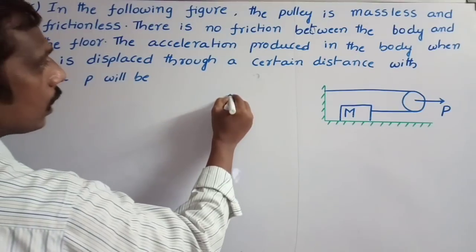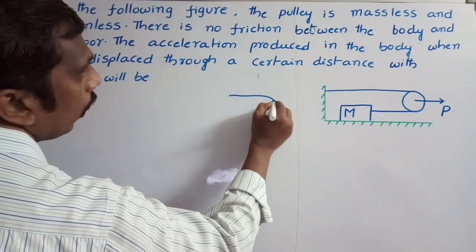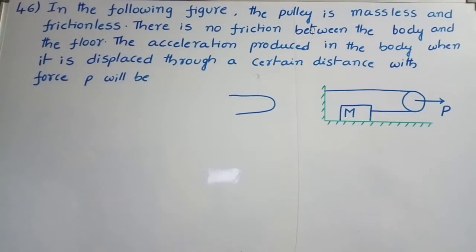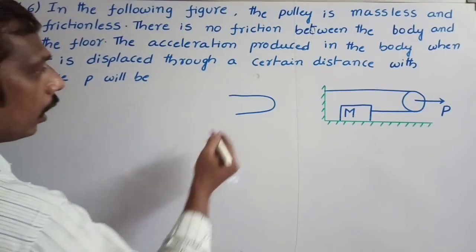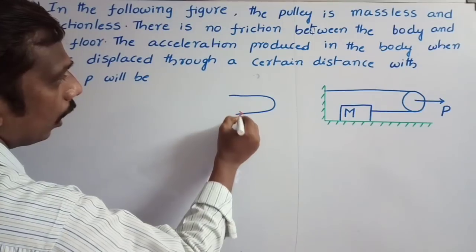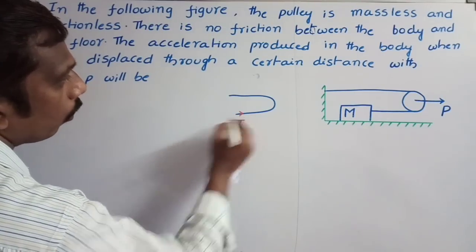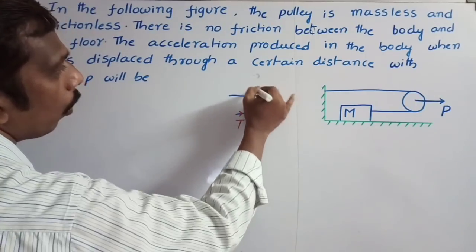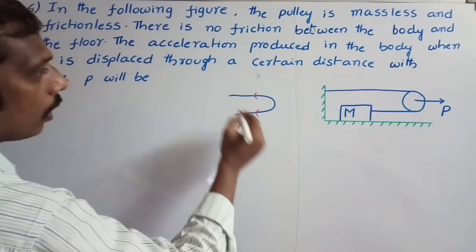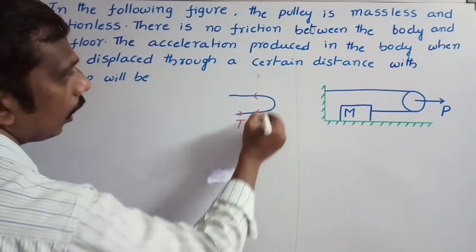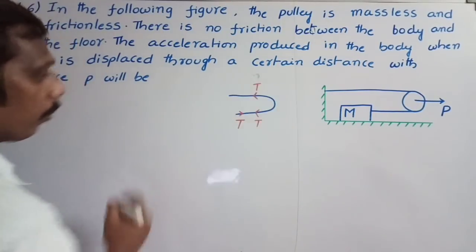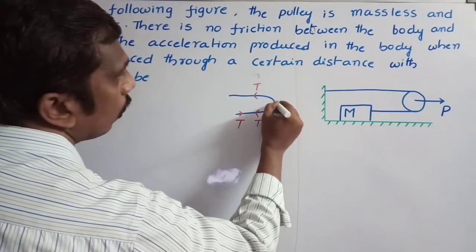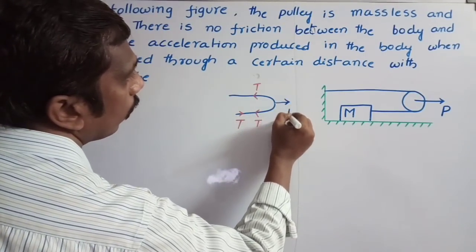Here, one string is attached like this to the pulley. In this string, some tension will develop. The tension is taken as T. This tension T tries to pull this block towards right, and same tension tries to pull the pulley towards left. In this string tension T, here also tension T, and P force is acting towards right.